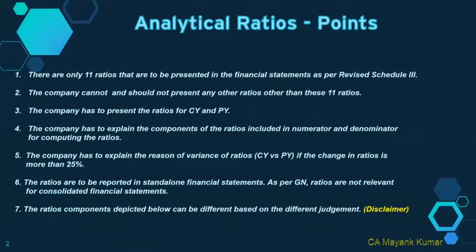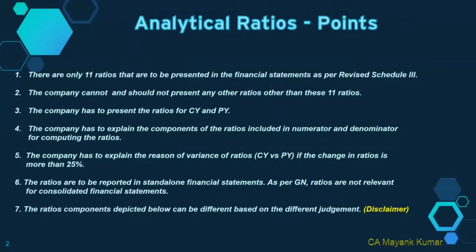Before going deep into the ratios and their components, let us have a look at certain points that are very essential and are to be kept in mind before presenting those ratios. The first and foremost requirement of Schedule 3 is that the company has to disclose only these 11 ratios, and the company cannot go on presenting any other ratios. The company has to present the ratio for the current year as well as for the previous year.